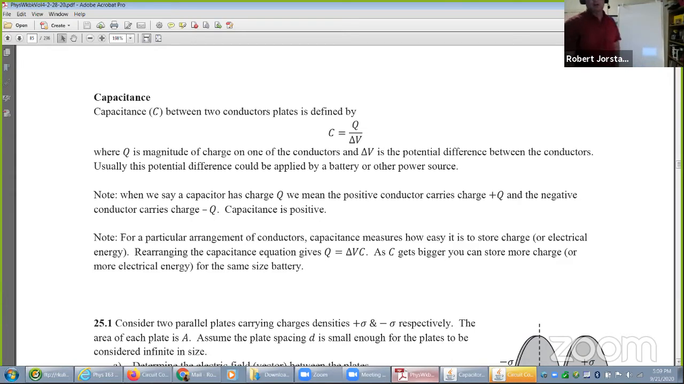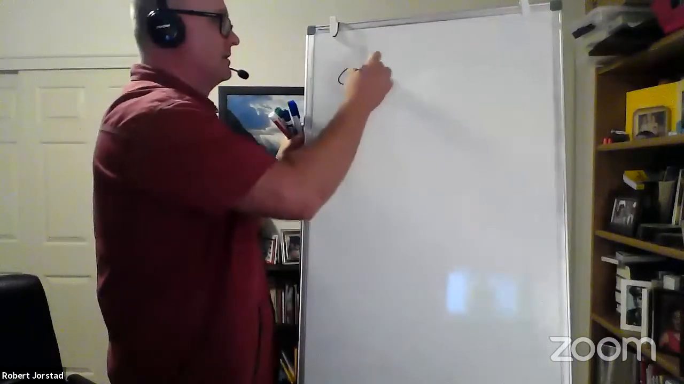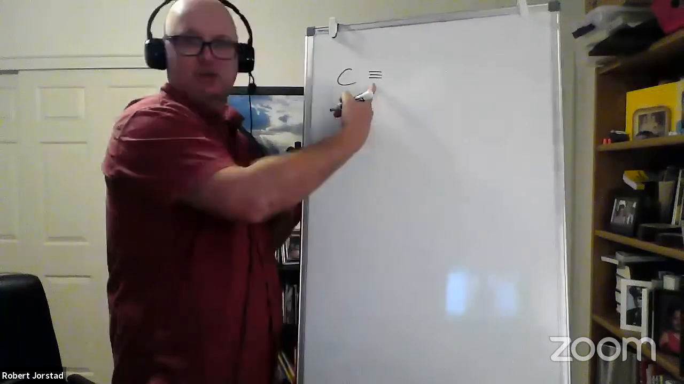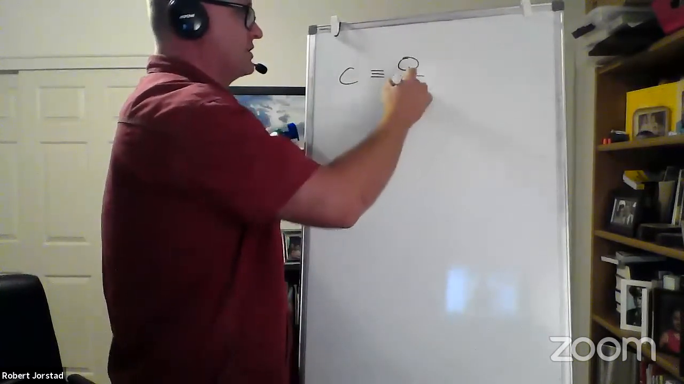All right, so here's what we're talking about. Capacitance is defined as the ratio of charge to voltage, right? So if you want to follow along, we've got the triple equal sign for "is defined as" the ratio of charge to voltage.